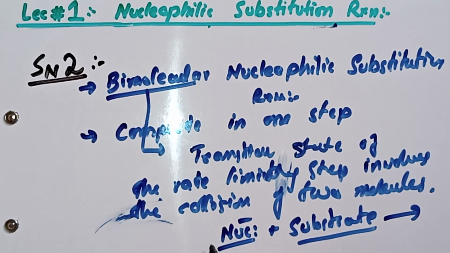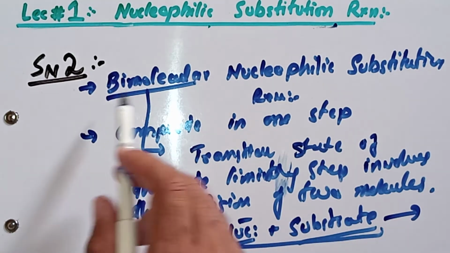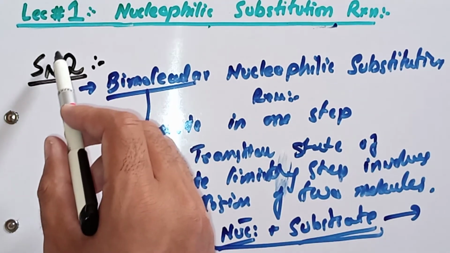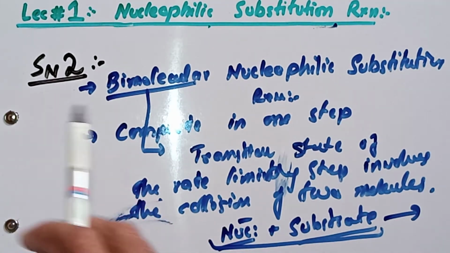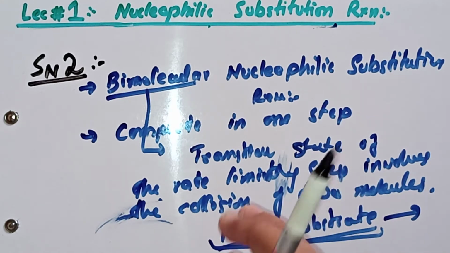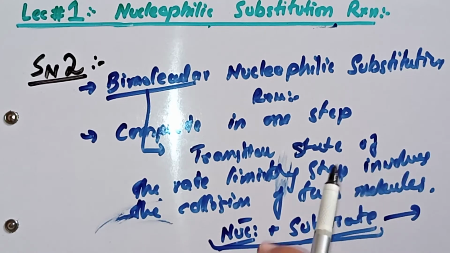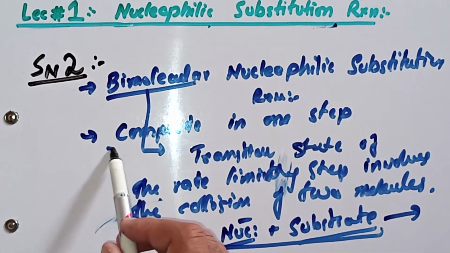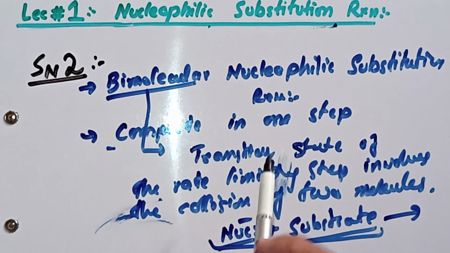So here, as a reactant, two reactants are used. That's why this is called bimolecular, and that's why the term 2 is used for this reaction, SN2 reaction. In an SN2 reaction, two reactants will be used to form the transition state. After the transition state, the product will be formed directly, while this reaction will be completed in a single step, only in one step.